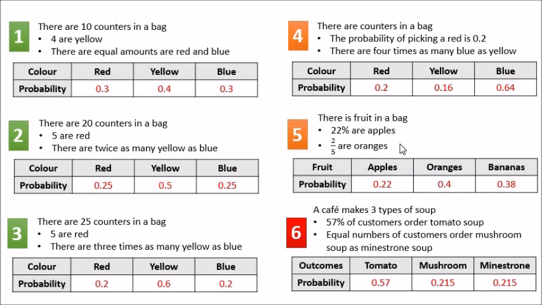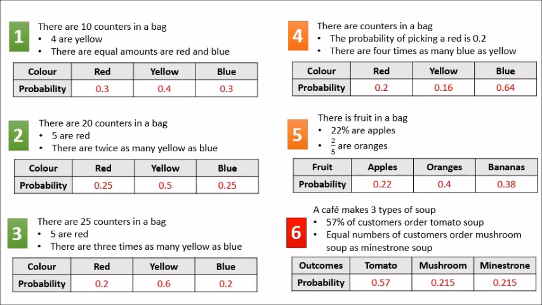If there's fruit in a fruit bag for question 5, 22% apples, that's 22 over 100, 0.22. And 2/5 are oranges, that's 4/10 or 0.4. That means because the probabilities need to add up to 1, if I take 0.22 and 0.4 away from 1, I end up with 0.38. Therefore, we have a probability of 0.38 for bananas.